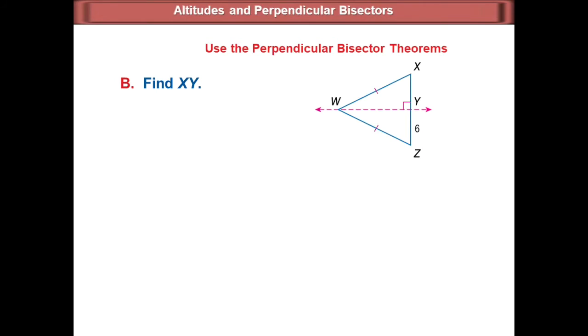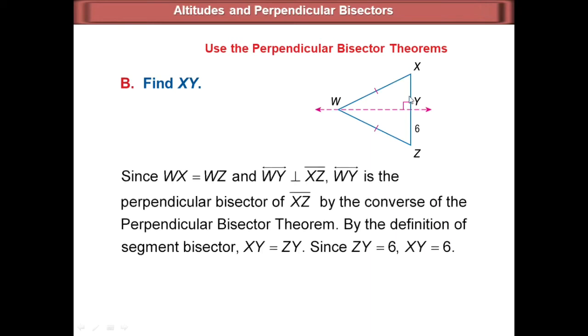If I want to find XY, well, this is the converse of the perpendicular bisector theorem. Triangle XWZ is an isosceles triangle, and this angle is a 90-degree angle. Therefore, ZX is bisected, and Y is the midpoint. So if YZ is 6, XY is 6.